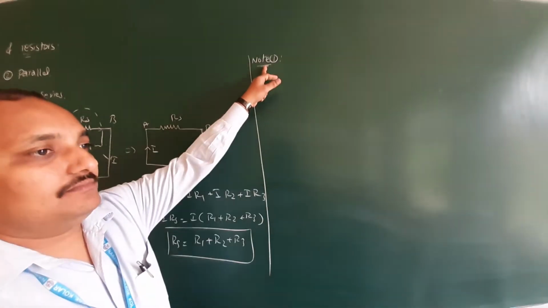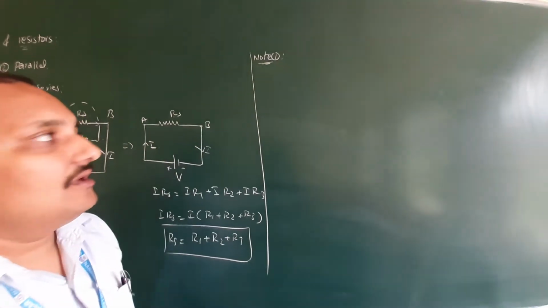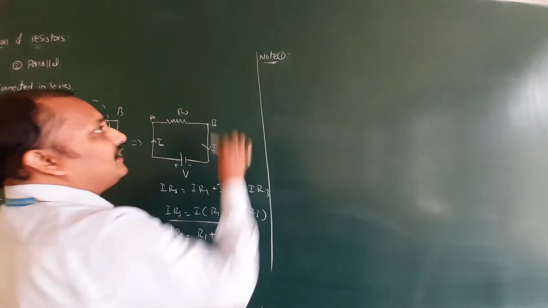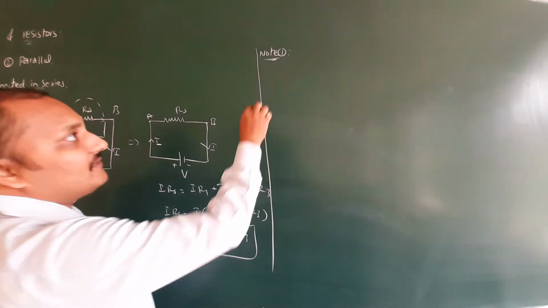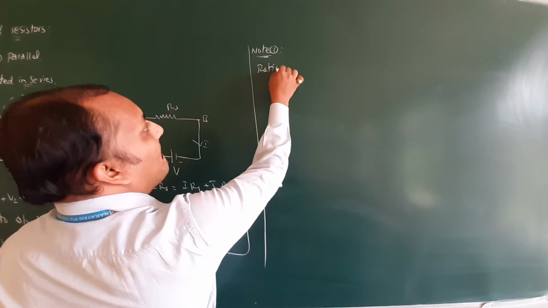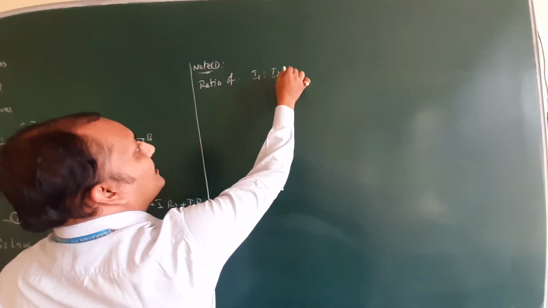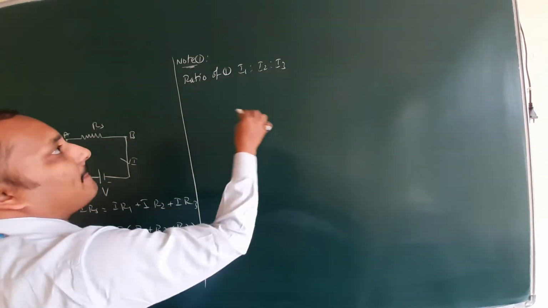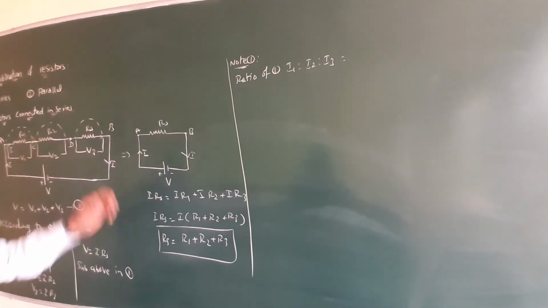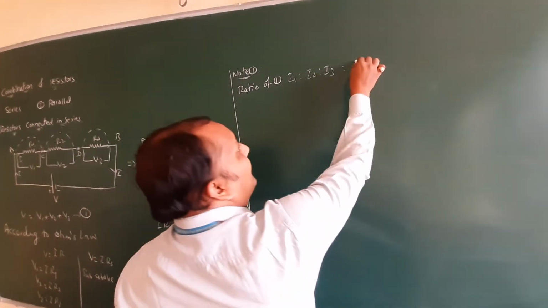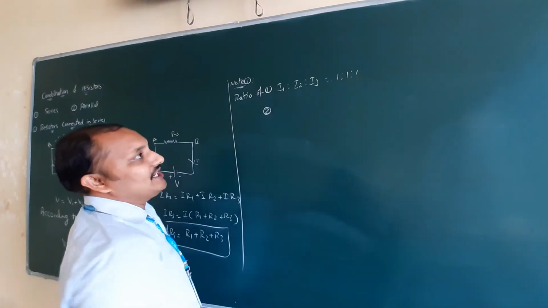So I told you to see notes 1, 2, 3, 4 that I gave. We will see here. In the first, note 1, ratio of currents: I1 is to I2 is to I3. The currents flowing in each and every resistor are the same. Therefore, what will we get? 1 is to 1.